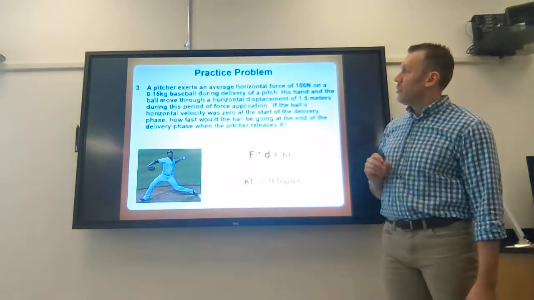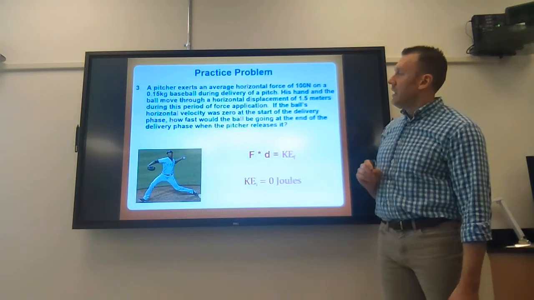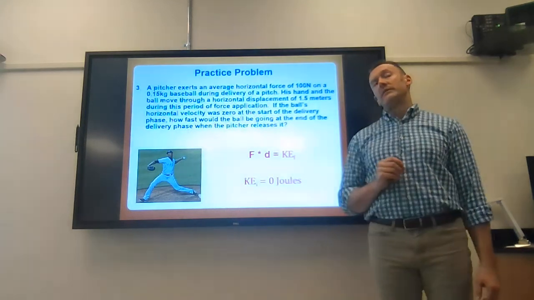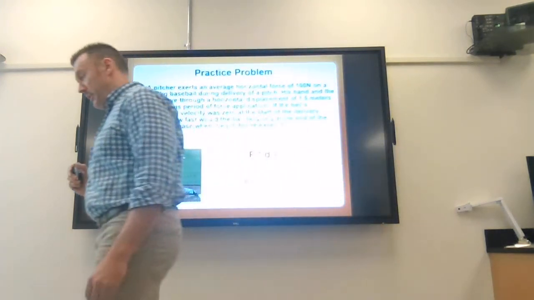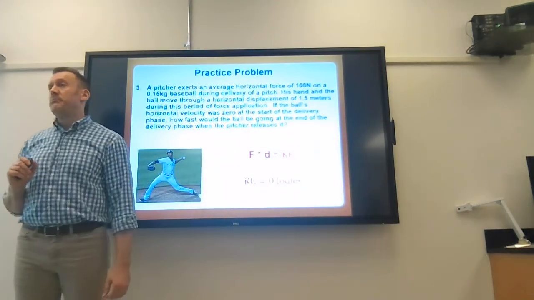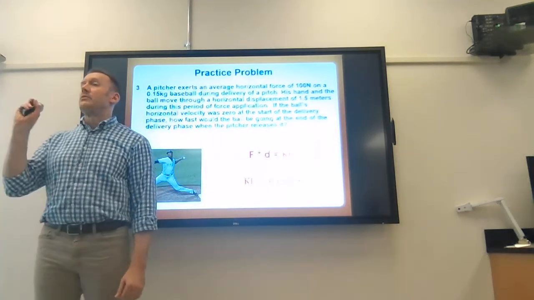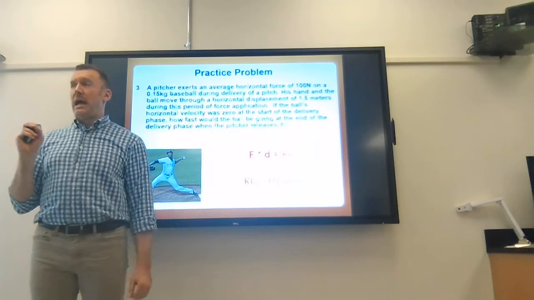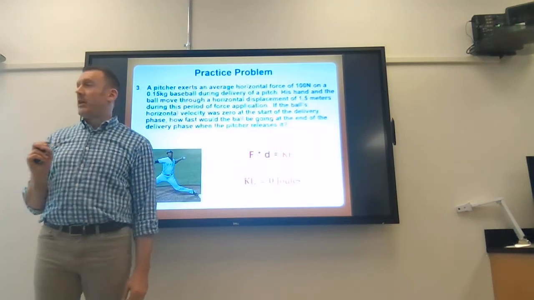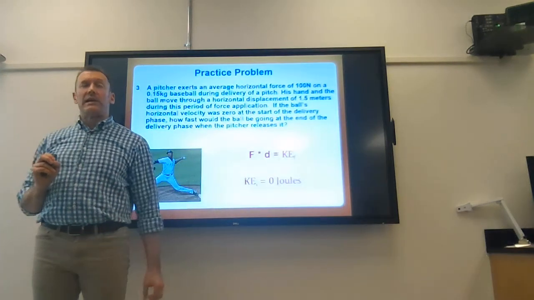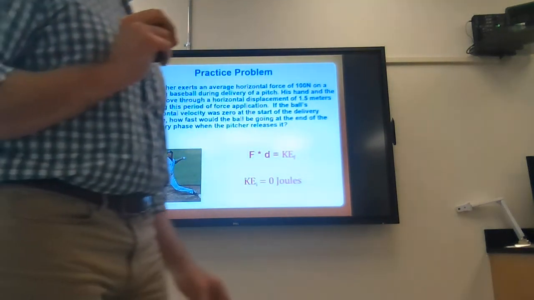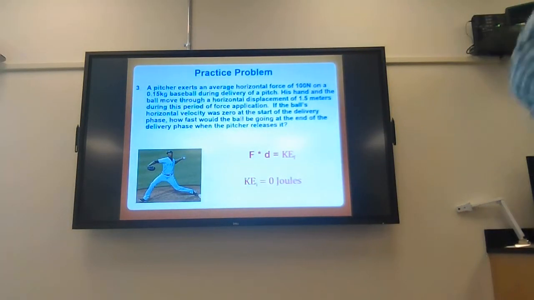Getting back to the problem, if the ball's horizontal velocity was zero at the start of the delivery phase, how fast would the ball be going at the end of the delivery phase when the pitcher releases it? I want you to set that up on your paper. You've got your force and you've got your displacement. And then your final kinetic energy is 1/2 mass, which is 0.15 kilograms, multiplied by velocity squared. So we're solving for velocity. See if you can set that problem up and then we'll go through it together.